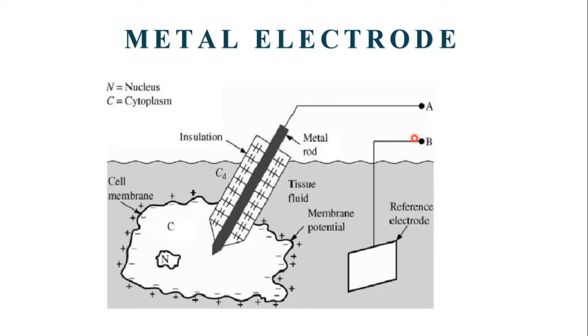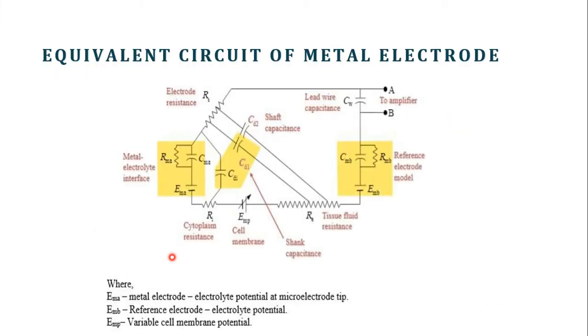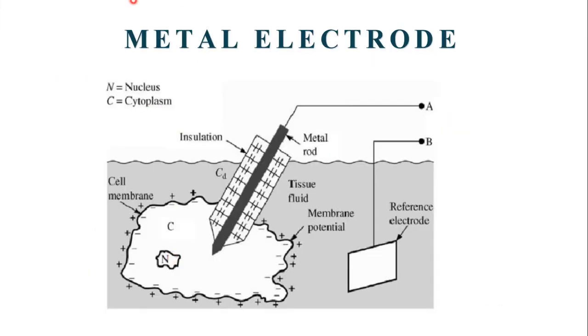First is the metal electrode, or the metallic electrode. It has a metal rod. The metal rod is insulated by an insulating material, and the tip of the metal rod is inserted into a single cell, where the cell has a cell membrane as well as the nucleus. So this is the metal electrode.